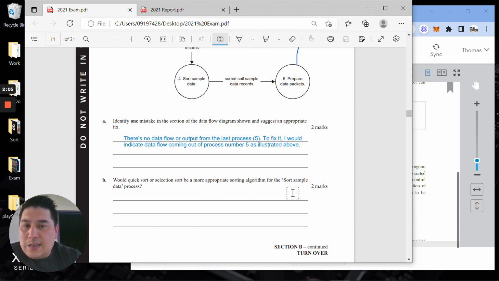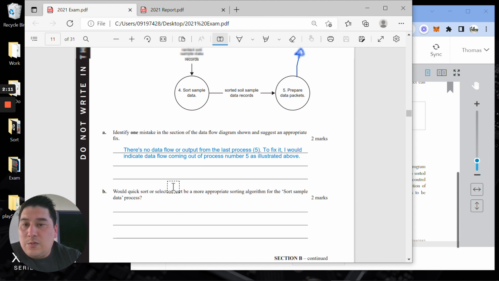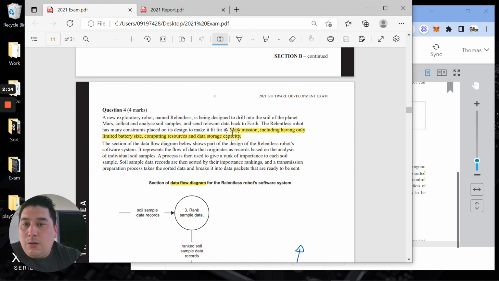It's asking for 2 marks here, so you can't just say yeah, quicksort. We're going to have to say why. And the reasoning behind this would be what we highlighted earlier when we were reading the question: Mars mission including having only limited battery size, computing resources, and data storage capacity. So probably this relates to battery size. We've got this thing on Mars, and it's got limited battery.